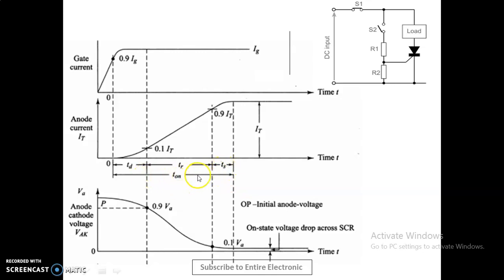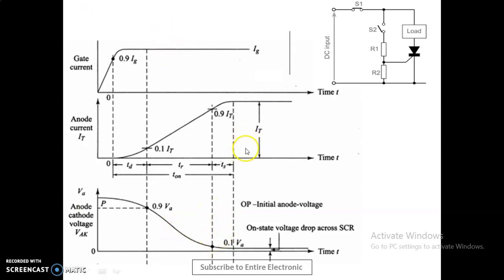Now our turn on time is a combination of these three times: delay time, rise time and plasma spreading time. During delay time, current increases from 0% to 10%. During rise time, it increases from 10% to 90%, and during plasma spreading time, it increases from 90% to its final value, that is 100%. Similarly, voltage also reduces. Finally, voltage comes to its constant value, that is ideally 0, but practically 0.8 volt to 2 volt.